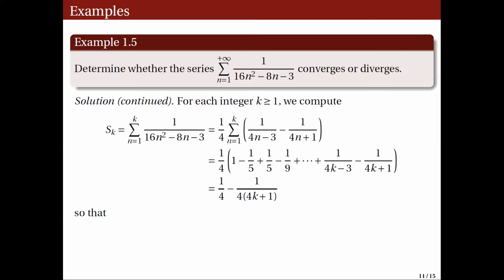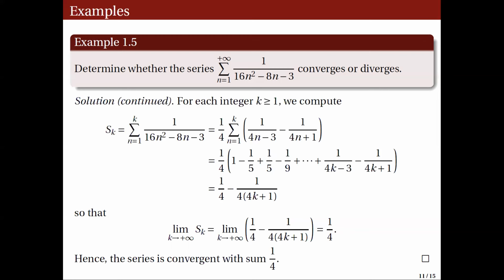So if we take the limit of S of k as k grows large, this yields the limit of 1/4 minus 1 over 4 times 4k plus 1 as k grows large. And as you can see, if k grows large, so does the denominator 4 times 4k plus 1. So in this case, 1 over 4 times 4k plus 1 will tend to 0 as k grows large. Therefore, the limit of S of k as k grows large is 1/4. So we conclude that the series is convergent with sum 1/4.